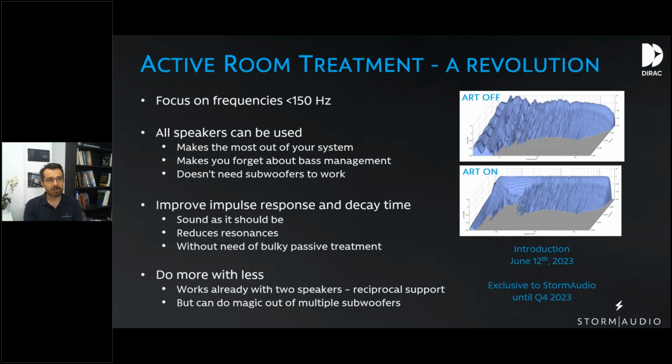StormAudio has the exclusivity until the end of this year, so we're very happy to be a strong partner to Dirac. It's been a long journey. We started last summer to work on that. It took us some good time on the signal processing side to implement it. It's not a straightforward system, and we require quite demanding processes to manage that. But StormAudio could do it, and we're very, very proud of that.